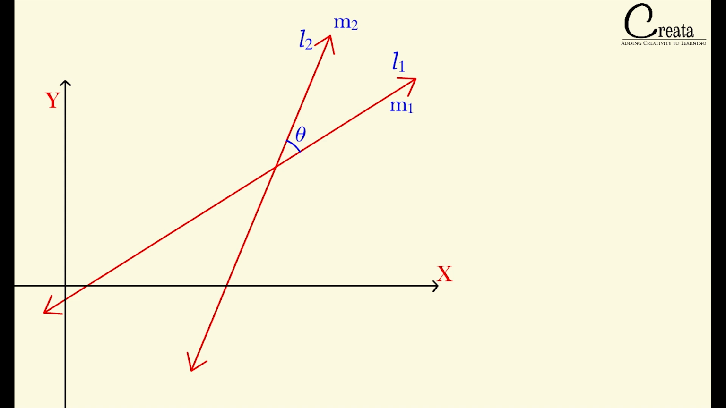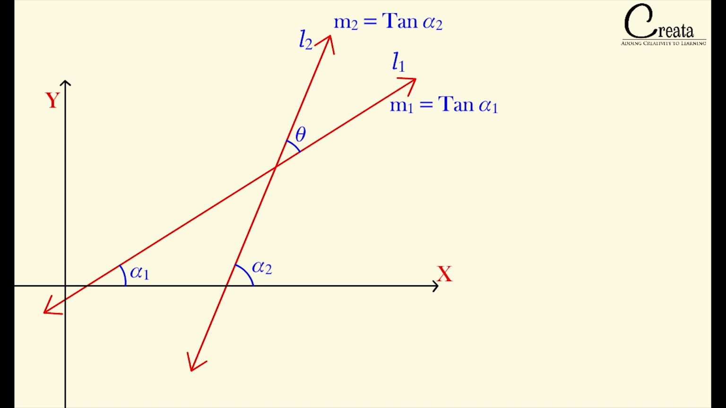Let's assume the inclination of line L1 as alpha 1 and the inclination of line L2 as alpha 2. Moving further, we have the inclination of both lines, so can we calculate the slope of both lines? The slope of line L1, that is M1, will be equal to tan alpha 1, and the slope of the second line L2, that is M2, will be equal to tan alpha 2. We got the slope of both of these lines.